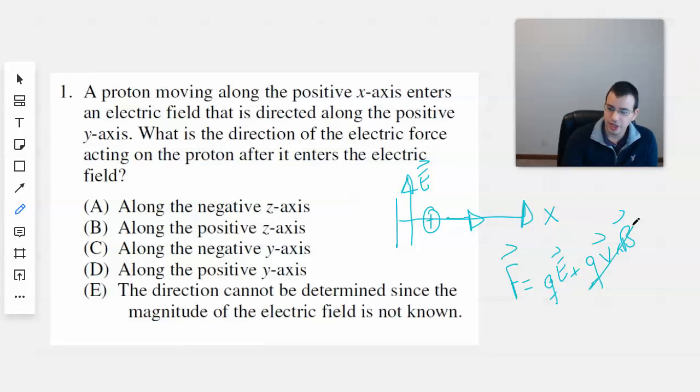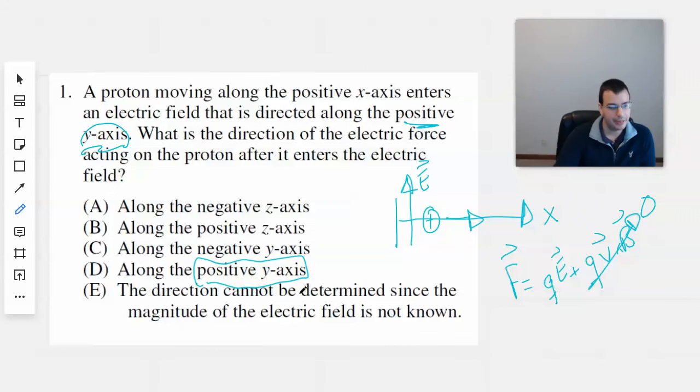Alright, so we know that there is no magnetic field, and so this says that the force is going to be the same as the electric field, assuming we have a positive charge. And we do have a positive charge because it's a proton. So what is the direction of the electric force going to be? It's going to be along the positive y-axis, because the electric field is in the positive y-axis, so they'll be the same. Pretty simple, pretty straightforward, not that bad. Actually, it wasn't too bad.